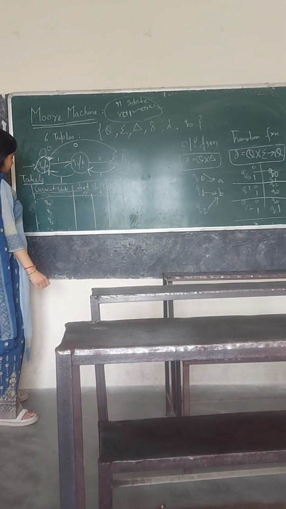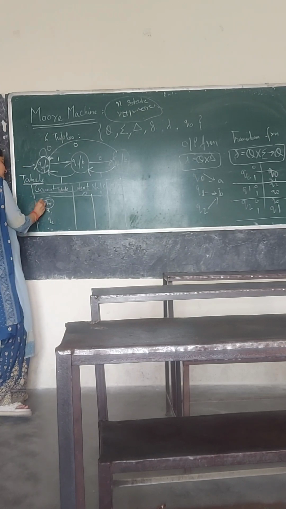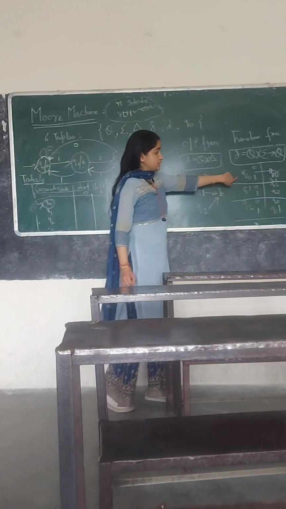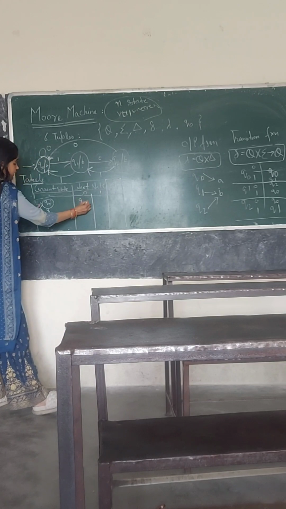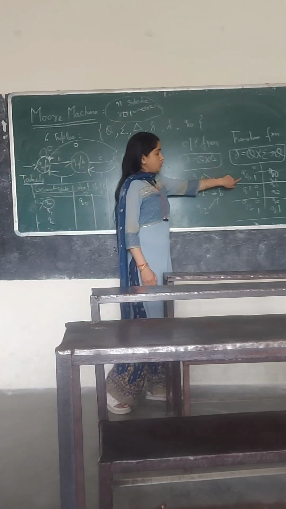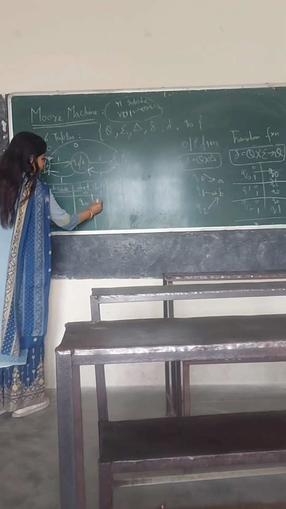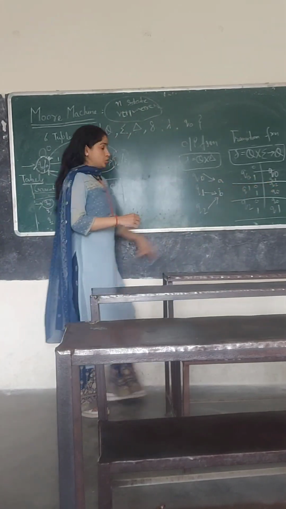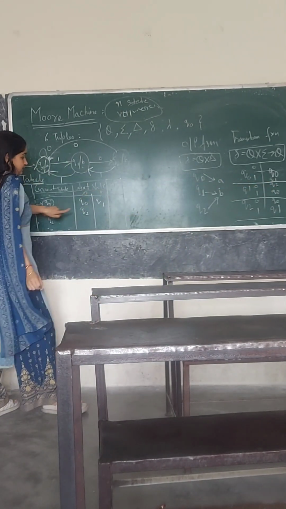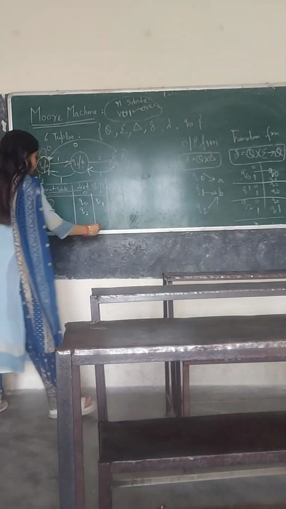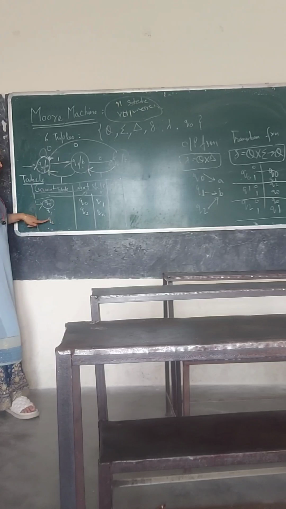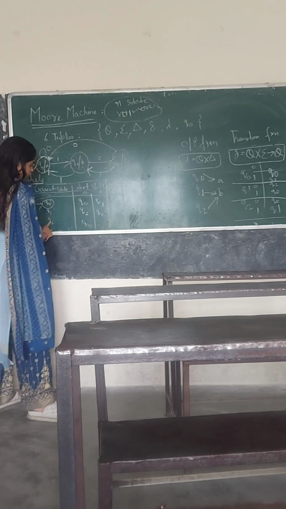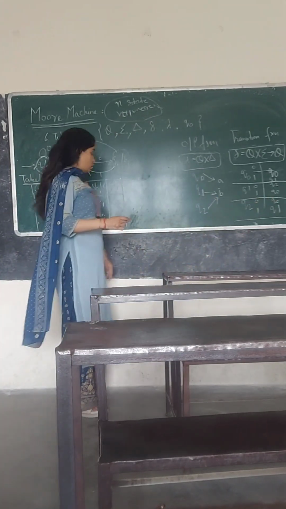So you can check here Q0 is the initial state. We can write it like this. Q0 initial state. Q0 at 0 will go to Q0. Now Q0 at 1 goes to Q1. Then Q1 at 0 will go to Q2. Then Q1 at 1 will go to Q0. Then Q2 at 0 will go to Q0. Then Q2 at 1 will go to Q1.